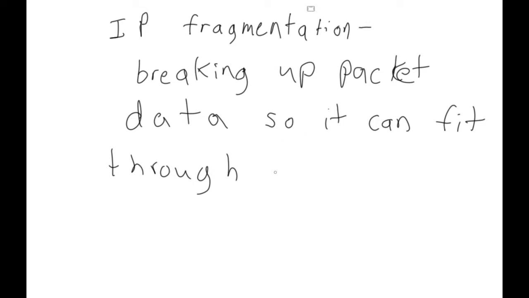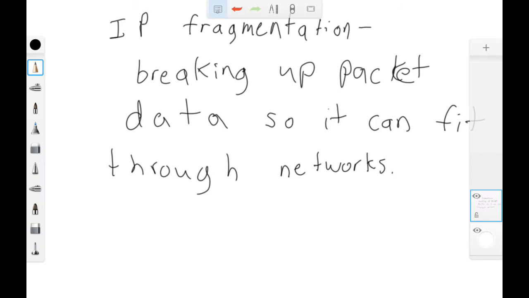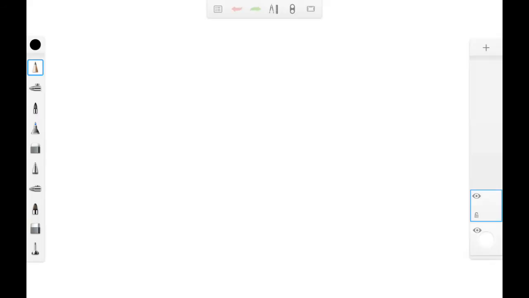Breaking up packet data so it can fit through networks. So, based on that definition, IP fragmentation is breaking up packet data so it can fit through different networks. Why does it matter? Well, every network is different.